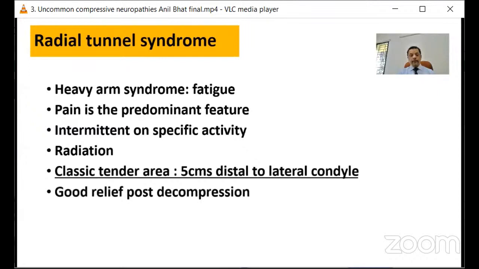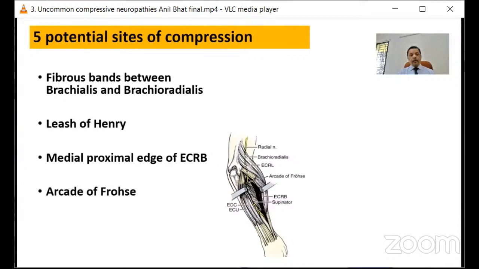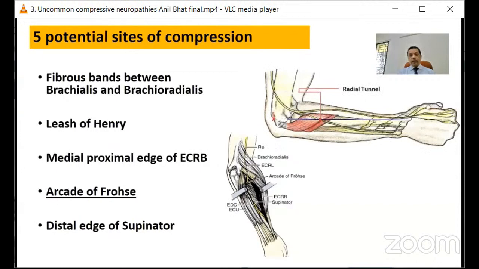There are 5 potential sites of compression in this. One is the fibrous bands between the brachialis and brachioradialis. There's the leash of Henry which comes in. There's the medial proximal edge of ECRB which can be quite tight. The arcade of Frohse is the main culprit most of the time. And the distal edge of supinator is again one of the things. So that is where the entire radial tunnel spans.